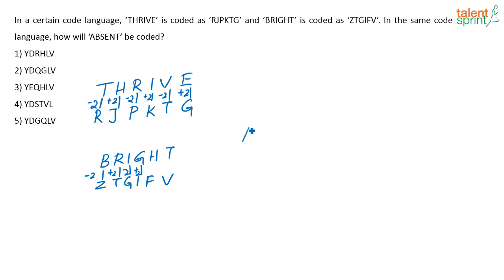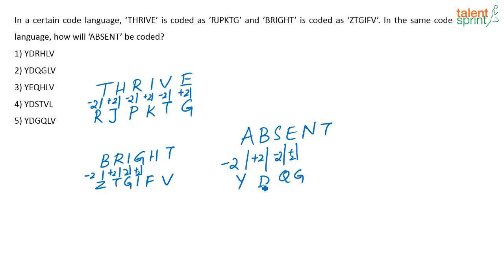So, what is the code for absent? A, B, S, E, N, T. So, this will be A minus 2, which is Y, B plus 2, D, S minus 2, Q, E plus 2, G. So, Y, D, Q, G.